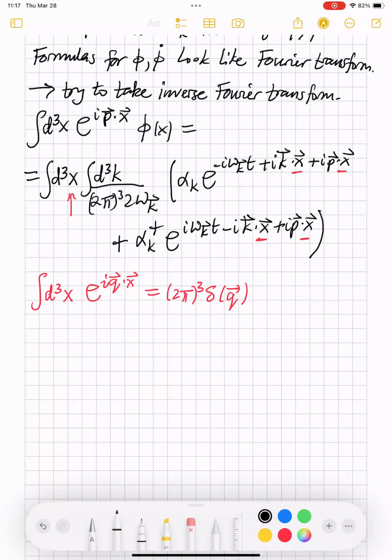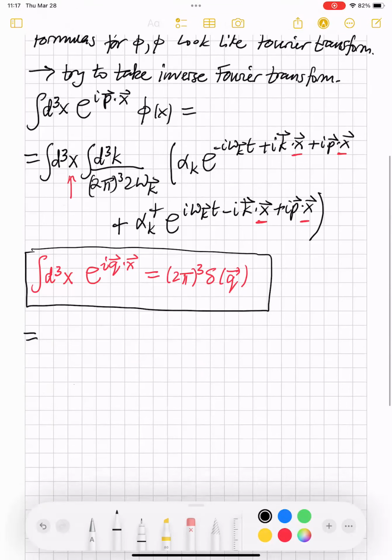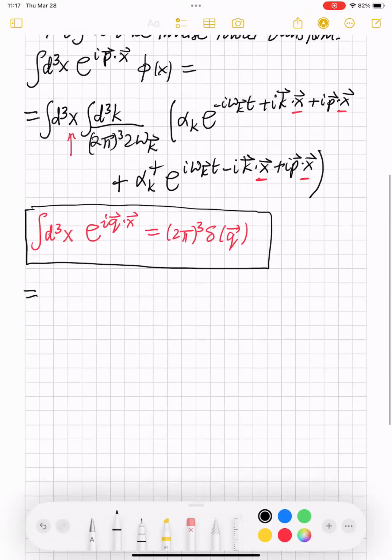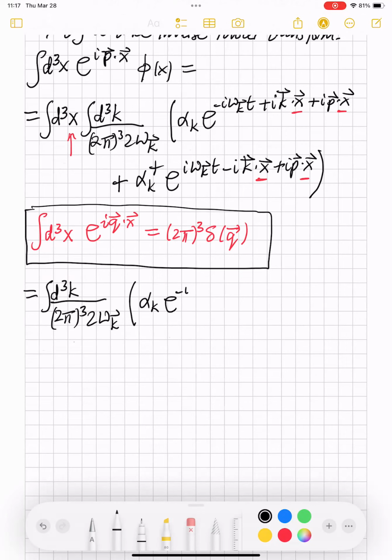So this is sort of an aside. Okay, so that's just a formula that we're going to use. So what is our integral equal to? Well, we're not going to have that integral d3x anymore because we've done the integral over x. We'll still have an integral d3k over 2 pi cubed 2 omega k, and then we will have alpha k e to the minus I omega k t. And then now comes the bit from the x integral. So let me put it in red so that you know where this came from.